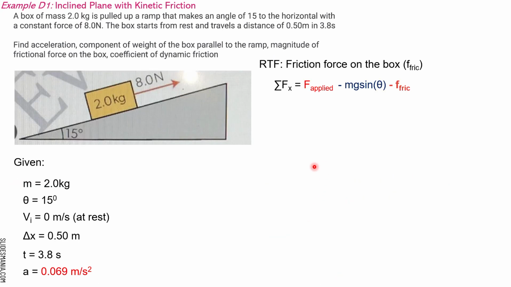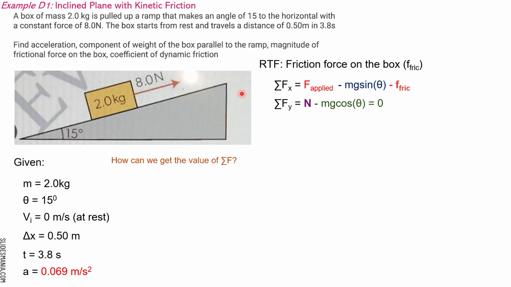Now, going back to our equation, to find the net force that acts on the object in the x-axis, we simply need to add the force vectors, which are the applied force of 8 newtons, the parallel component of the weight to the ramp, which is mg sine theta, and the frictional force that the ramp exerts on the box.